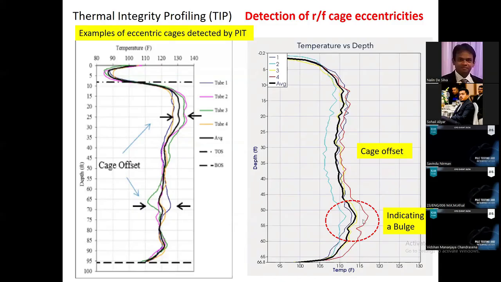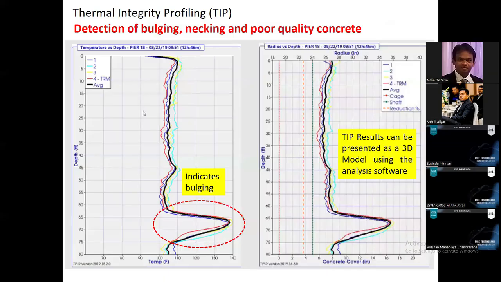Same here. Higher temperature, right, compared to the average temperature indicates a bulge. And there is a cage offset also. So you can see different temperatures at the same depth. So there is a cage offset as well as bulging. Both defects are there. For this one, there's no significant bulging. You can see almost uniform section, but here there is a significant increase in the temperature. It is indicating a bulge, but no serious cage misalignment in this case.